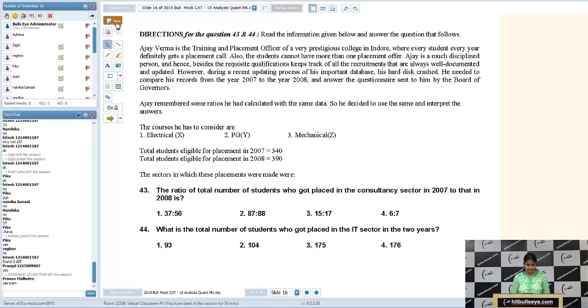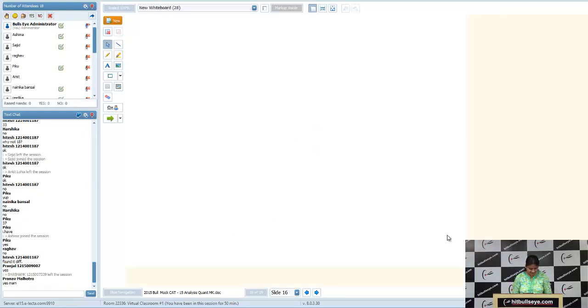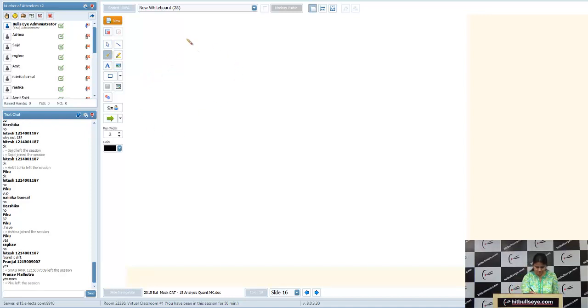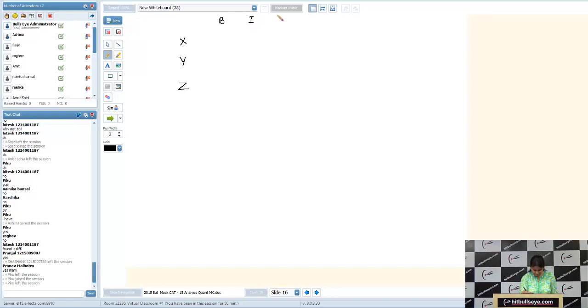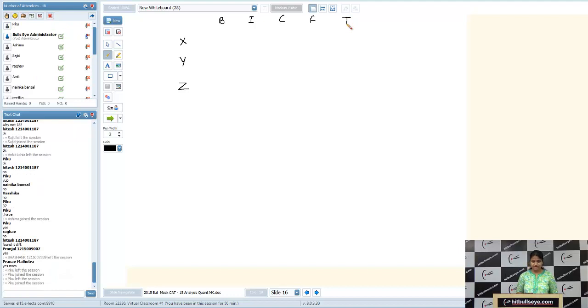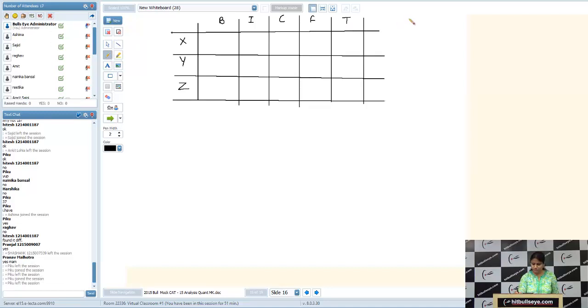Let us see what is the thing given. Have you read the set? There are 3 courses. They are X, Y and Z, and there are 5 sectors. I'm taking the initials only. They are banking, IT, consultancy, FMCG and telecom. And we have 2 years. One is 2007, one is 2008. So we will make 2 tables. This is for 2007, and in this table only I'll use a different color for 2008.